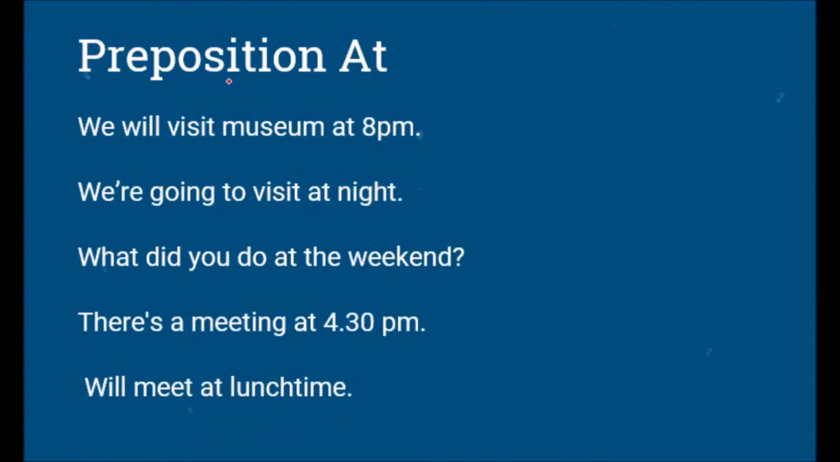So we can use in to talk about parts of the day, with seasons or months, and finally with years. Now let's talk about the preposition at. So at is a preposition of time, and at is used to discuss clock time, holidays and festivals, and other very specific time frames such as at night. So in this sentence, we will visit the museum at 8. The preposition at allows you to tell when things are taking place. It will allow you to specify clock time. Next example, we are going to visit at night. The preposition at allows us to discuss a specific time frame, including exceptions such as at night.